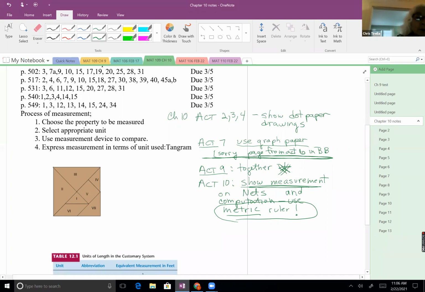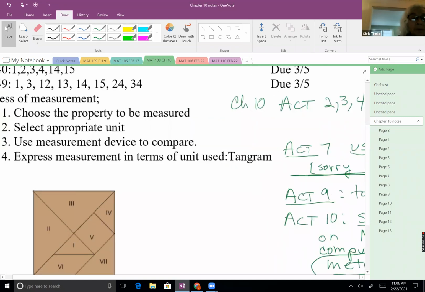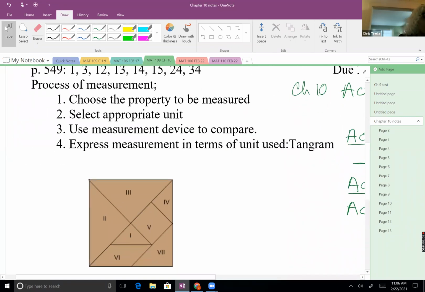chapter 10 deals with measurement. And the authors of the textbook talk about measurement as being a process. When you look at that process of measurement, you have to decide what you're going to measure. You have to pick a unit. Then you have to take some sort of device and compare it to measure. And then you're going to express your answer in terms of that unit.